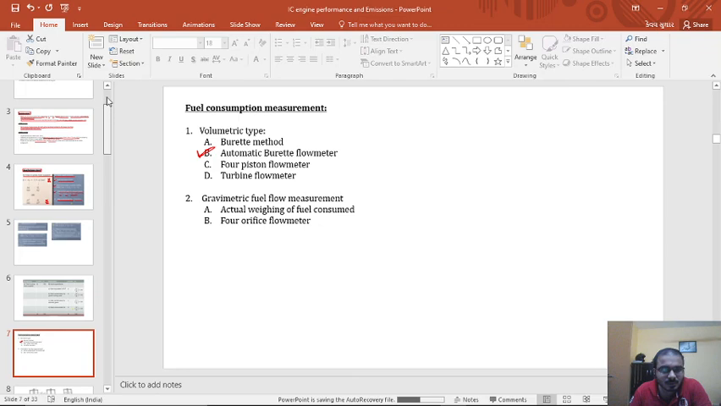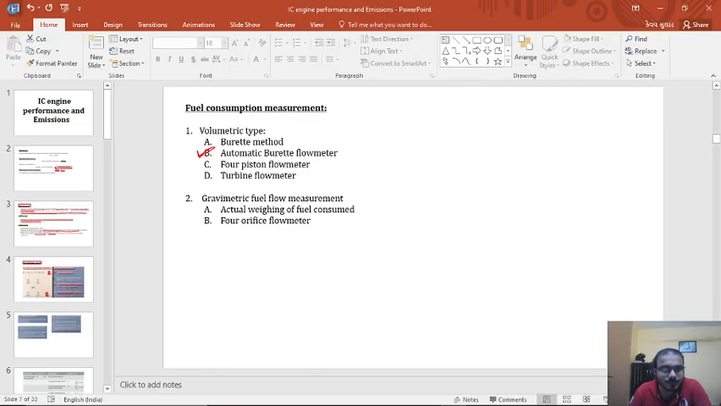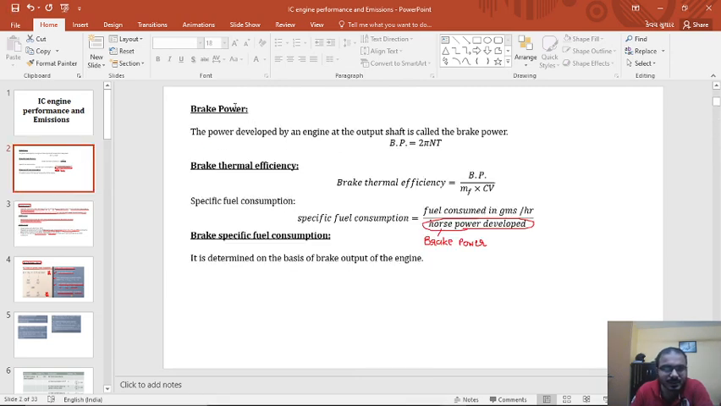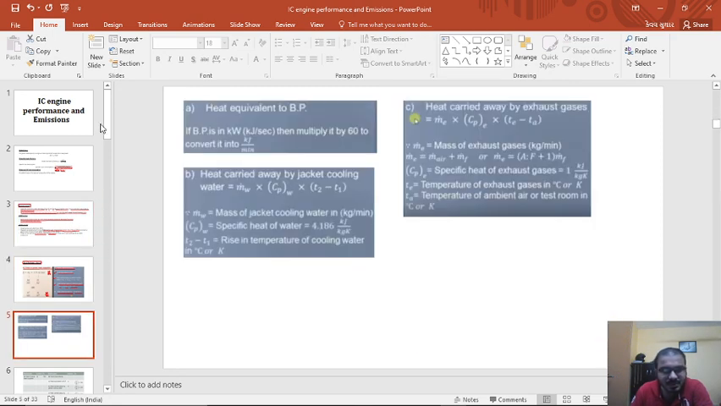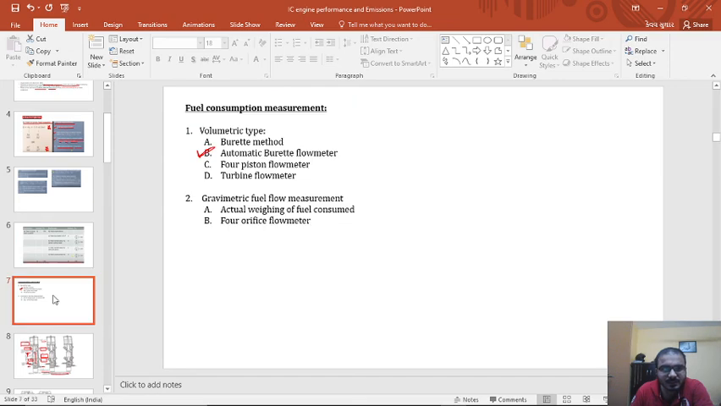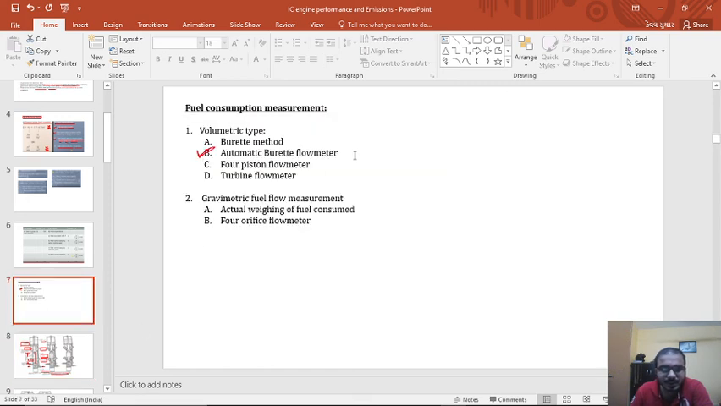In today's lecture we went through the basic definitions, then emission norms, the heat balance sheet, and we began with fuel consumption measurement, and we studied the automatic volumetric fuel flow measurement, that is, the automatic burette flow meter.